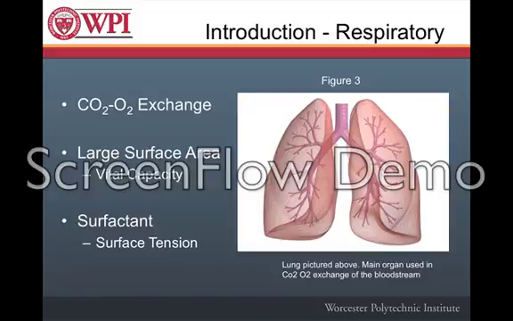To keep the lungs from collapsing, considering drastic pressure changes in the lungs, surfactant is released from the cells, lowering surface tension, which helps in preventing collapsing of the lungs.